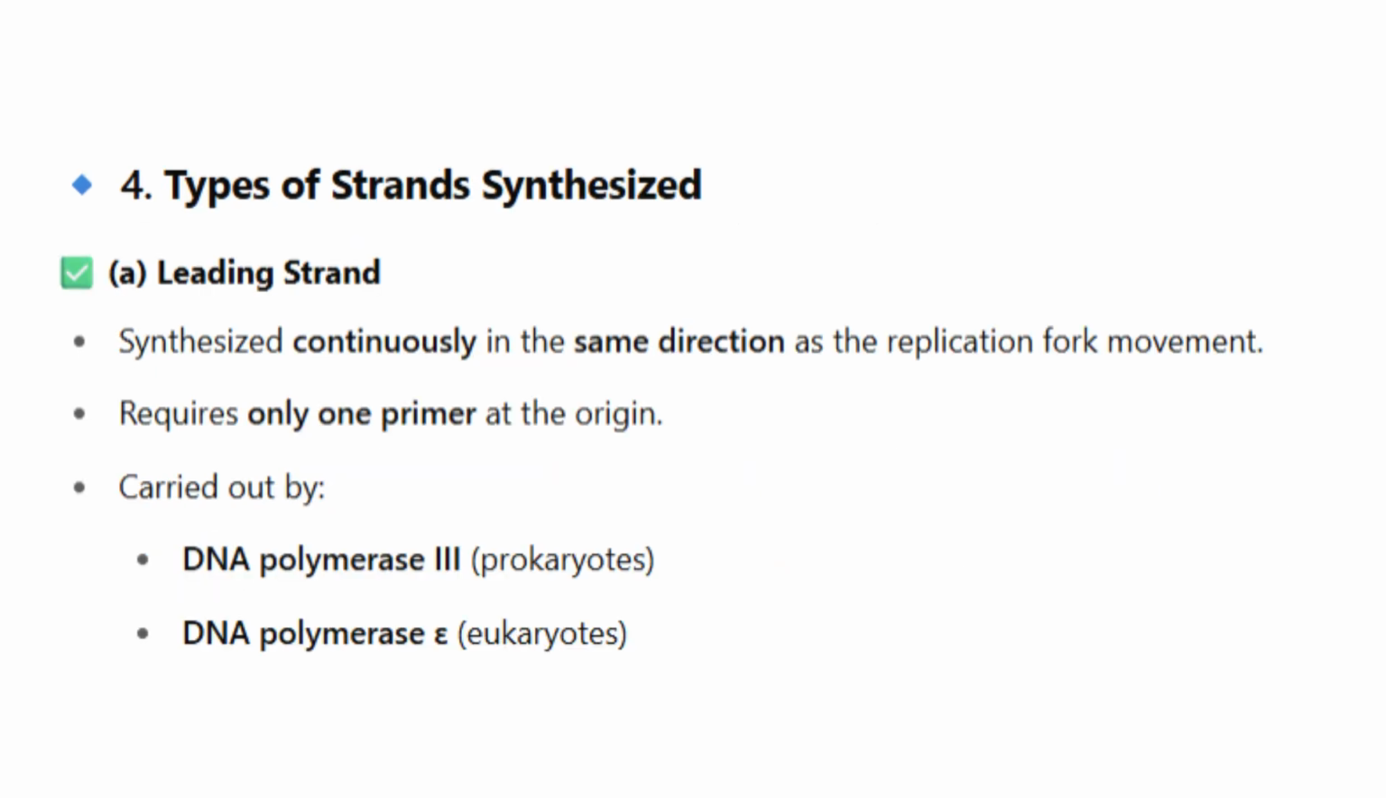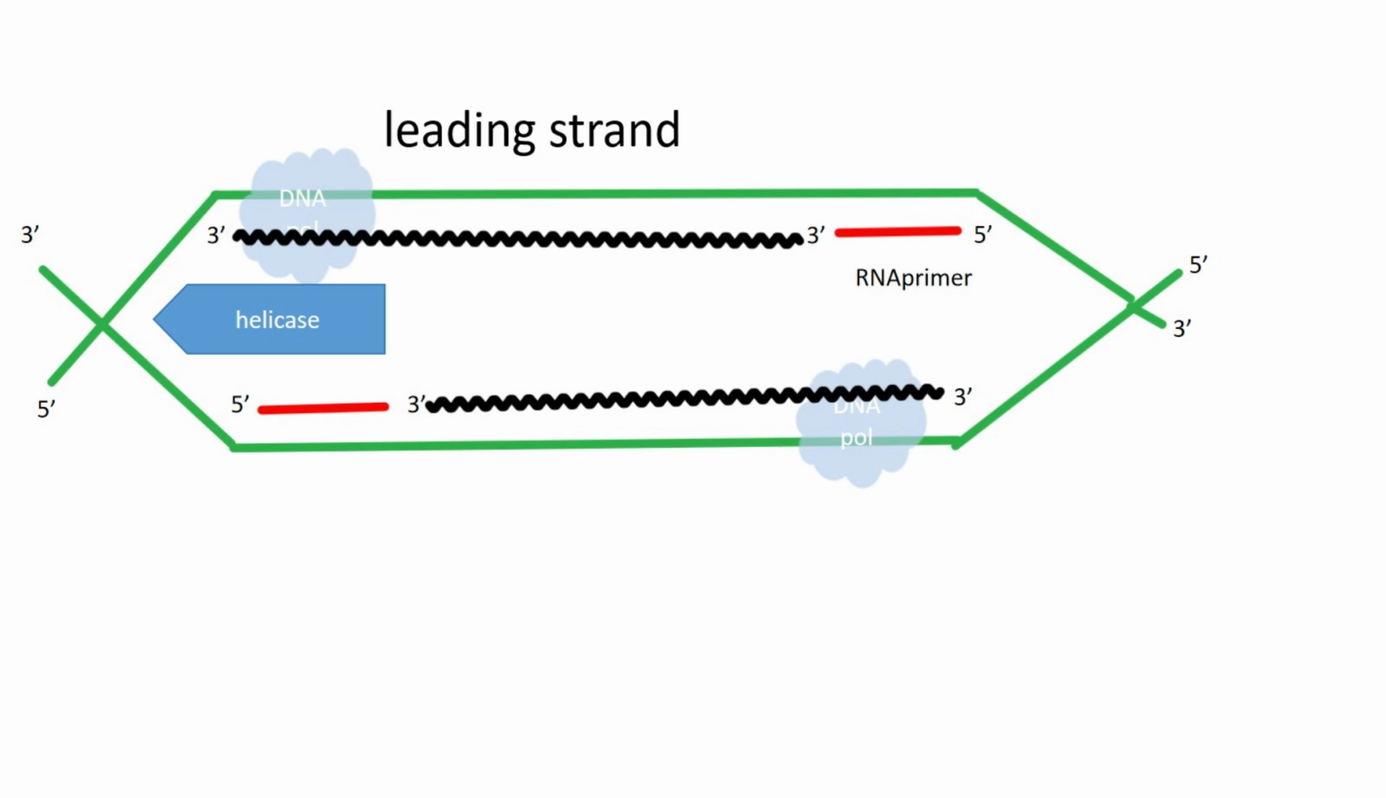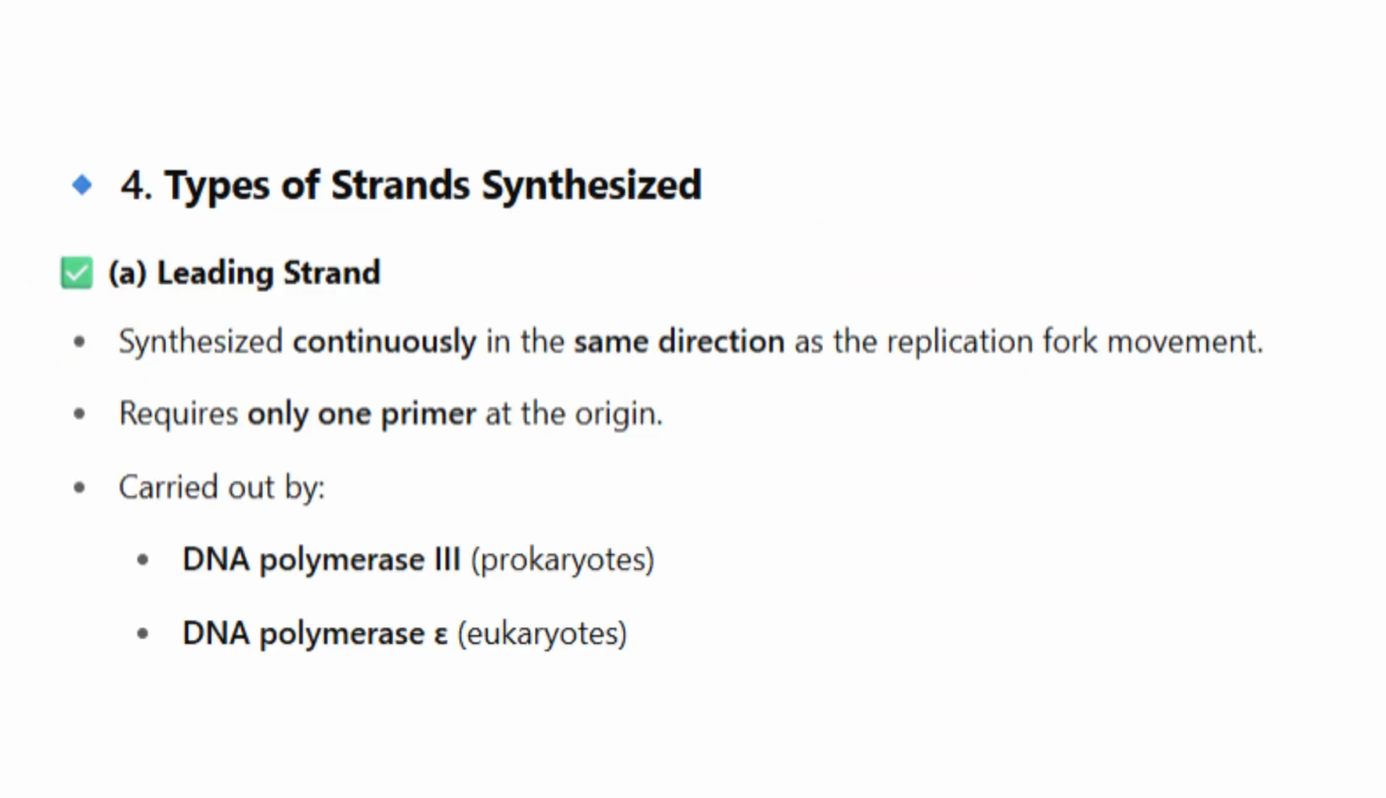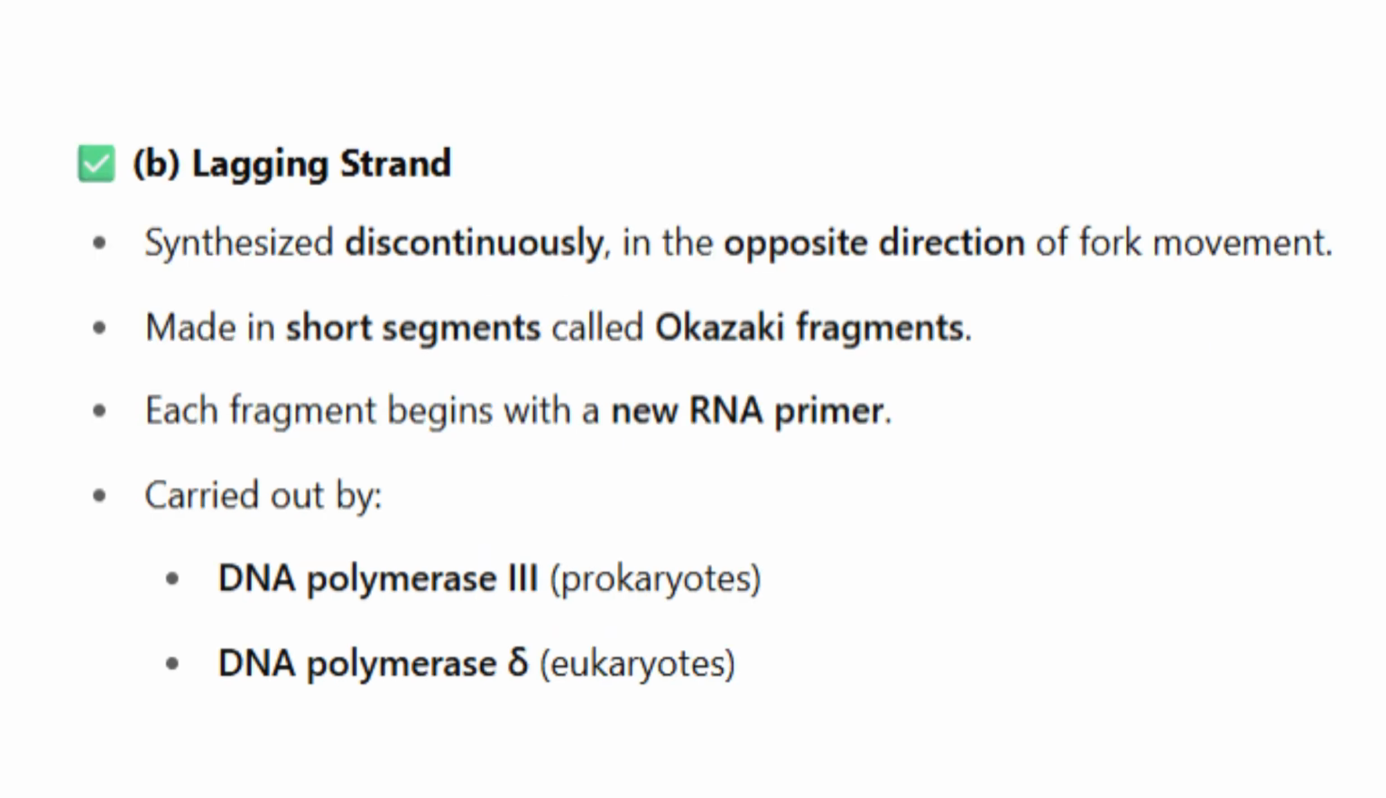4. Types of strands synthesized. Leading strand: synthesized continuously in the same direction as the replication fork movement. Requires only one primer at the origin. Carried out by DNA polymerase III in prokaryotes and DNA polymerase epsilon in eukaryotes.